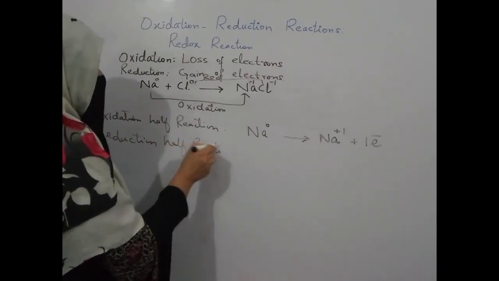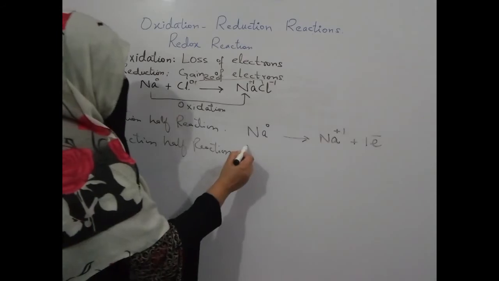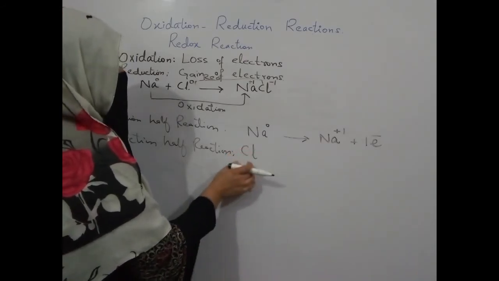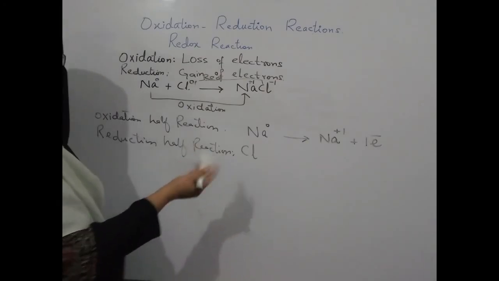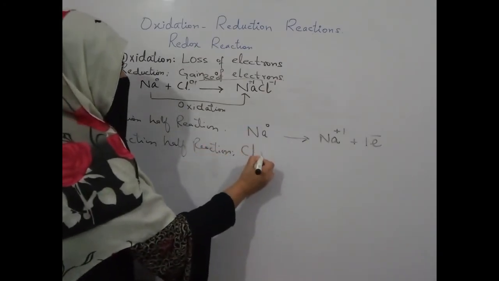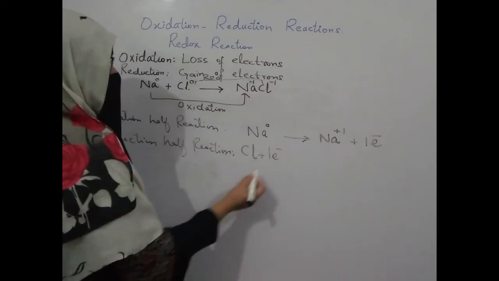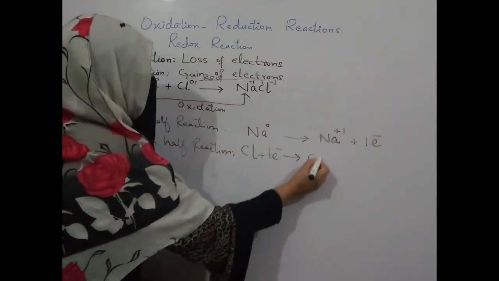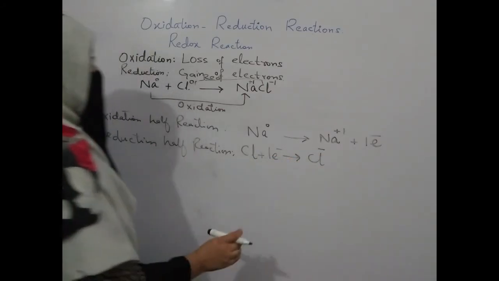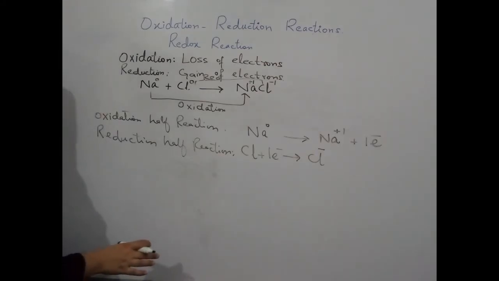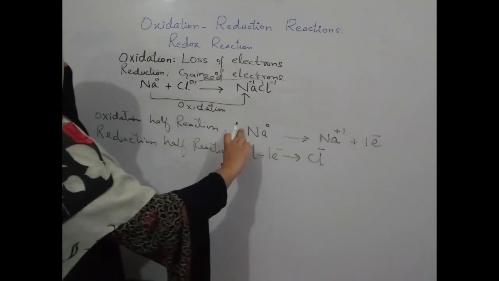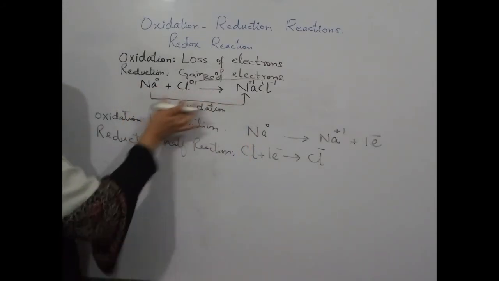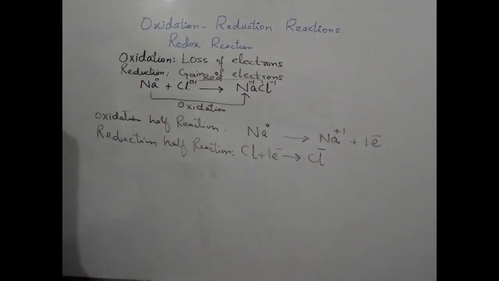In the reduction half reaction, chlorine is gaining that electron which is lost by sodium atom. Chlorine gains that electron and becomes chloride ion. And by the sum of these two half reactions, we get this whole chemical equation.